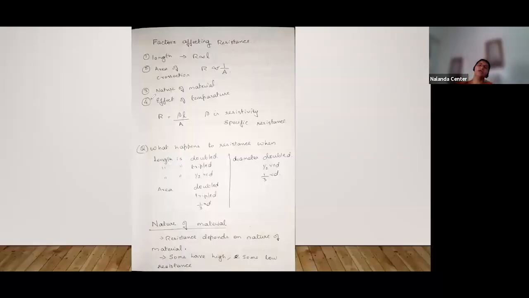Okay, let's continue. So we already saw that R is equal to rho into L by A. What is rho? Rho is resistivity. Resistivity is also known as specific resistance. So the same kind of questions: what is going to happen to the resistance when length is doubled, area is doubled, area is 1/3? All these things are going to come.